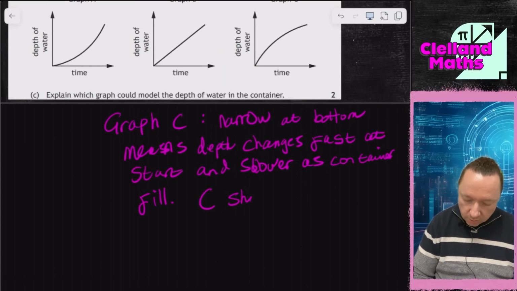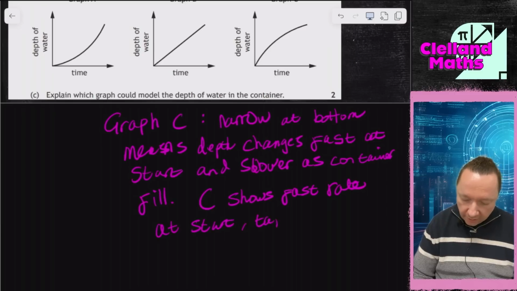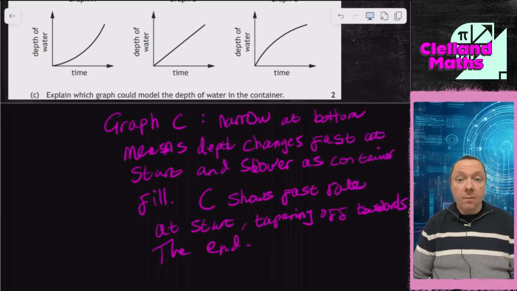C shows fast rate at start, tapering off or getting slower towards the end. And we're done there.